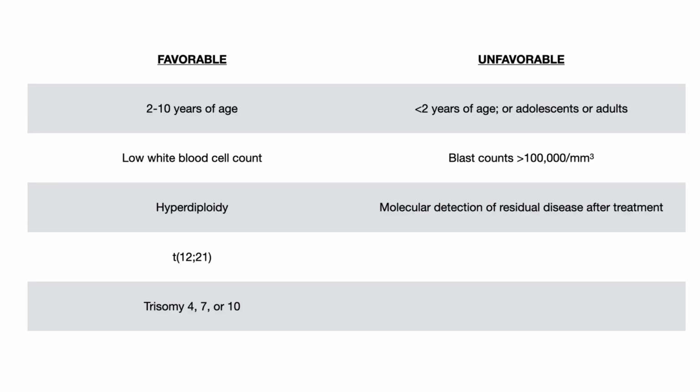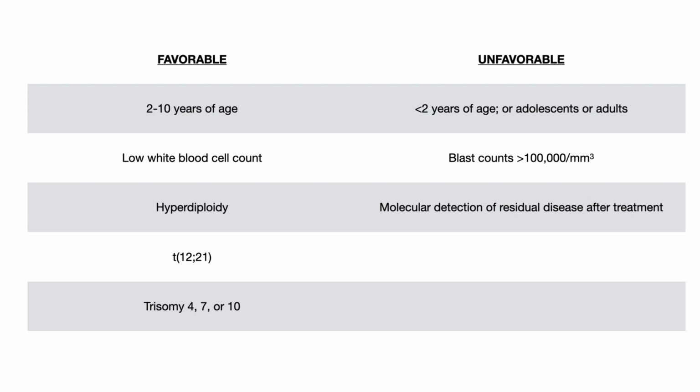I think these are useful to know, just the favorable or unfavorable. Favorable is 2 to 10 years of age; less than 2 years of age or adolescence are unfavorable. Low white blood cell count is favorable. Unfavorable is a high white blood cell count. Favorable is hyperdiploidy or the T12;21 translocation. And then obviously if you have molecular detection of the residual disease after treatment, that's going to be unfavorable.